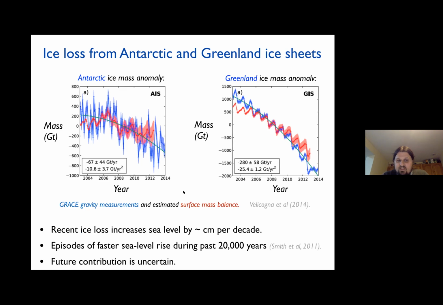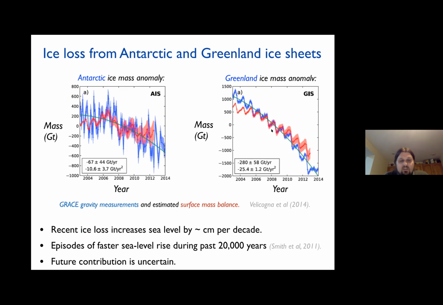You can do a simple calculation, but I'll save the time and just give you the answer, to convert this into equivalent sea level rise, using the fact that the oceans cover about 2/3 of the Earth's surface. If you run through that calculation, these kinds of scales of ice loss are only equivalent to a few centimeters per decade of sea level rise. So perhaps something not too dramatic just from the ice sheets.